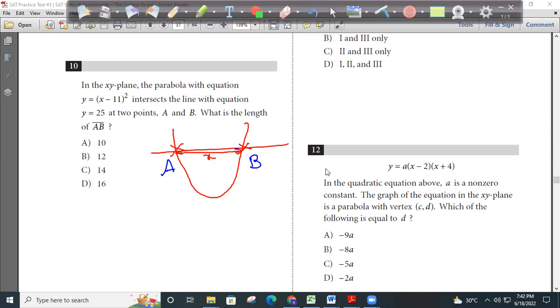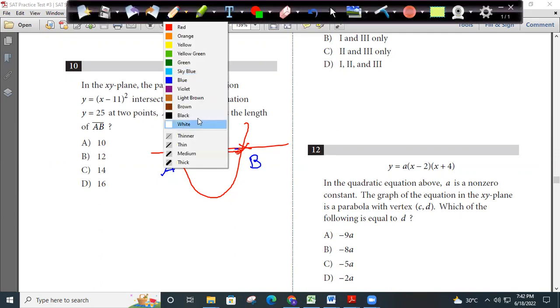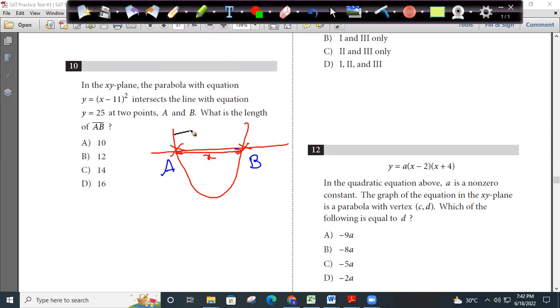Please do solve. See here. If I'm the student, how am I going to solve this? How am I going to approach this question? So they gave this equation. The equation is x minus 11 whole square, and they gave this line. They say 25. At this point, both the equation and line should be equal. That is the only meaning of meeting, right? Meeting means same. At this point, both are the same. At what value of x are both the same?